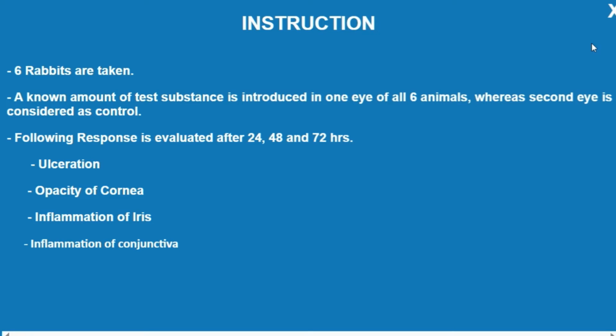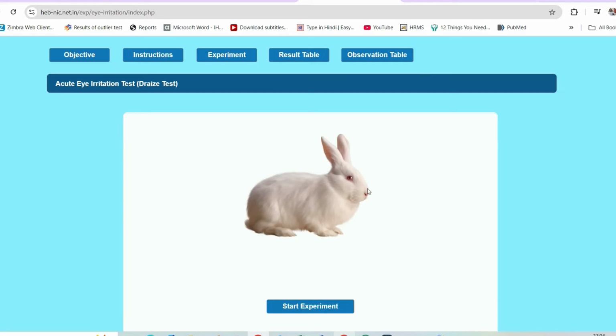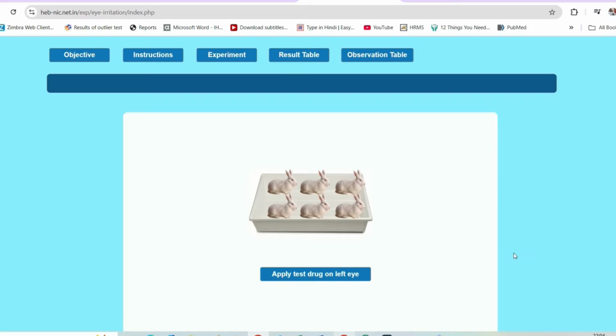Next we will click the experiment tab. Here you will find the rabbits, and we will now start the experiment. Here they have given 6 rabbits, and on them we are going to apply the drug. The right eye will act as a control, where we are not going to do anything, and in the left eye we are going to apply the sample, the test drug. So we will apply that now.